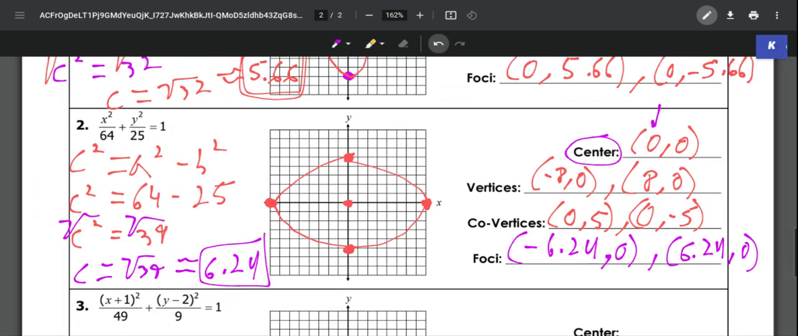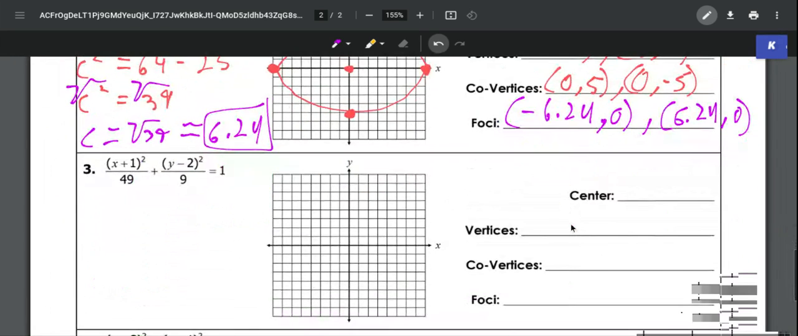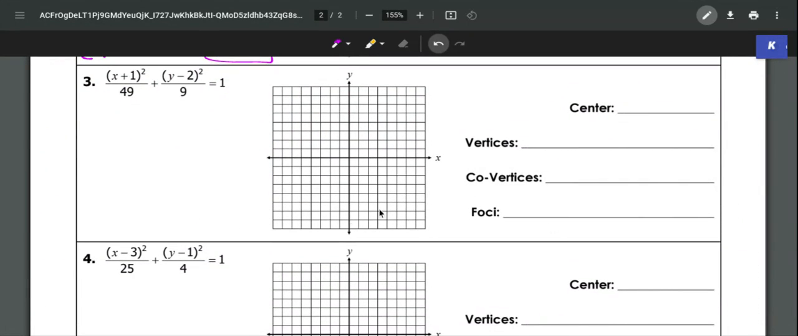So now we'll go to 3 and 4. And this video may be a little bit longer. I apologize, but these are a little bit difficult to understand. All right. So we're going to graph 3 and 4. They're just a little bit different, but not too much. It's just really the co-vertices and the vertices and the foci. It's not too confusing, but it's just a little bit different. It's a lot easier when it's 0, 0.